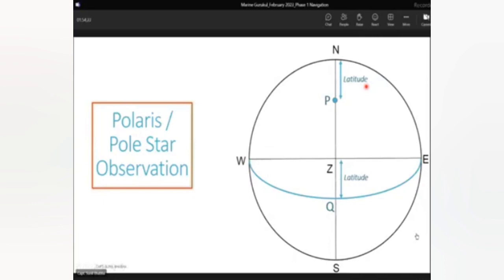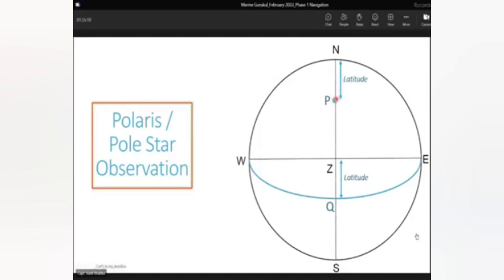But there is one special star which is very close to the north celestial pole. There is no such star close to the south celestial pole, but we have one star which is very close to the north celestial pole, and that star is Polaris. Another name for it is the pole star. Since it is very close to the north celestial pole, it is called the pole star. Now this star has a declination of 89 degrees and 10 minutes. So it is within 1 degree of the celestial pole.